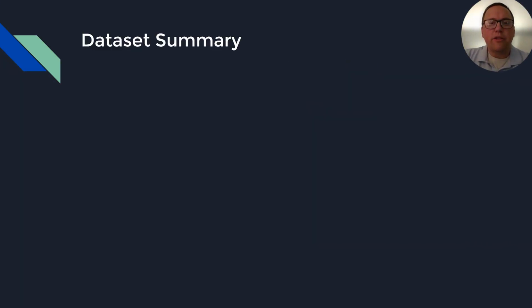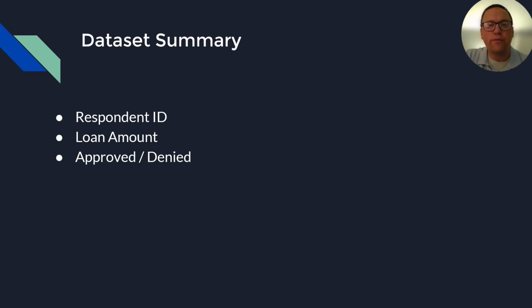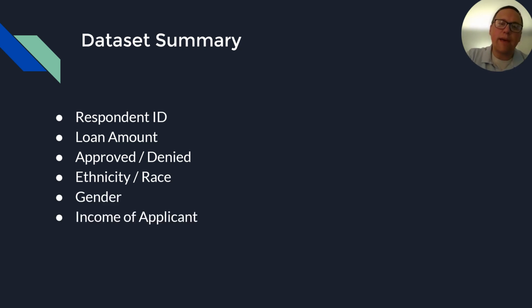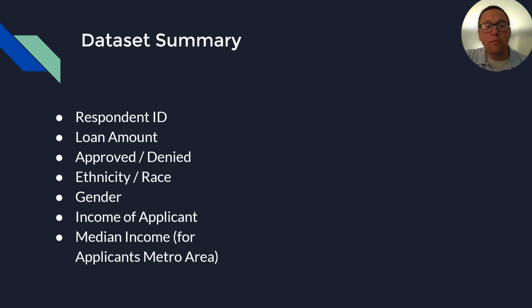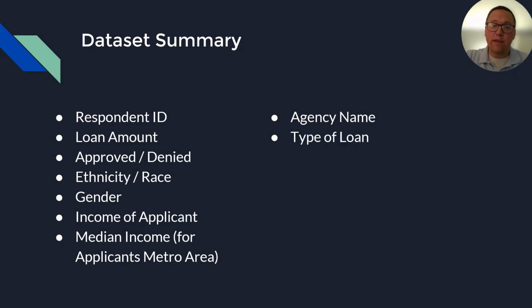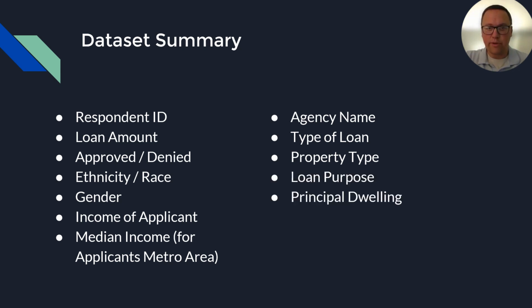I'd like to continue by looking at a summary of the data set. In the data set, we have the respondent ID, loan amounts, whether they were approved or denied for the loan, the ethnicity or race, gender, income of the applicant, median income for the applicant's metro area, the agency name, type of loan, property type, loan purpose, whether it was their principal dwelling or not, and the loan amount.